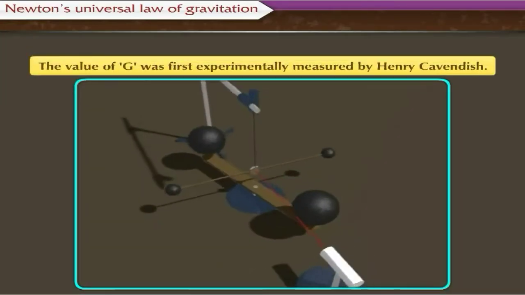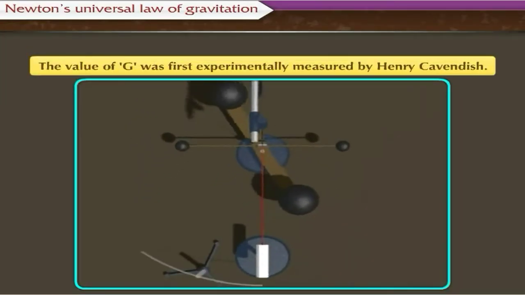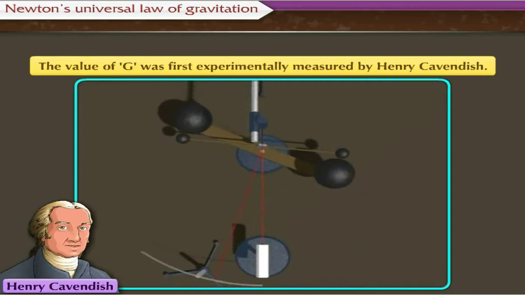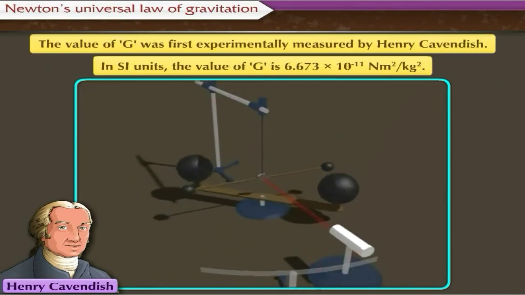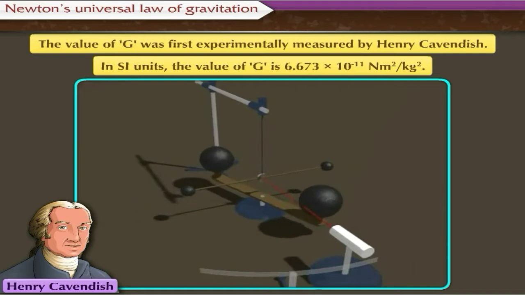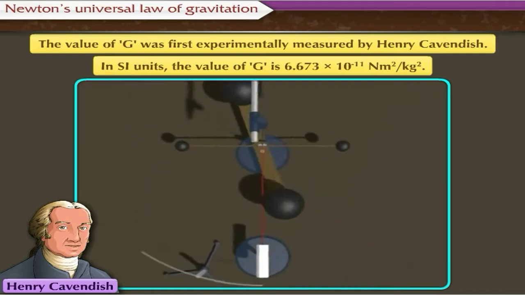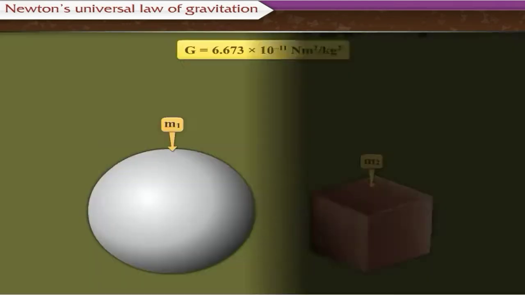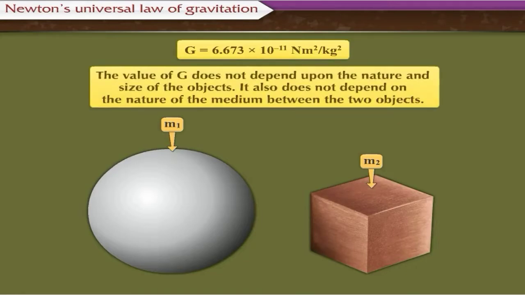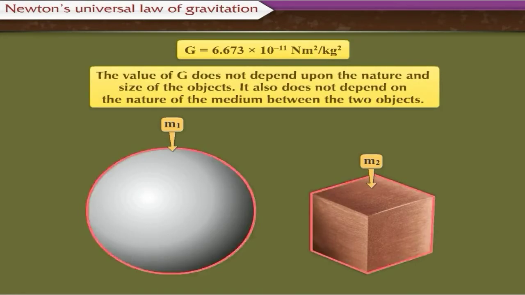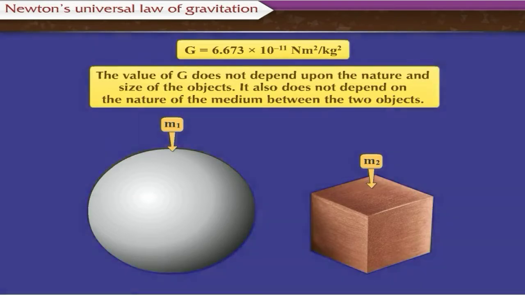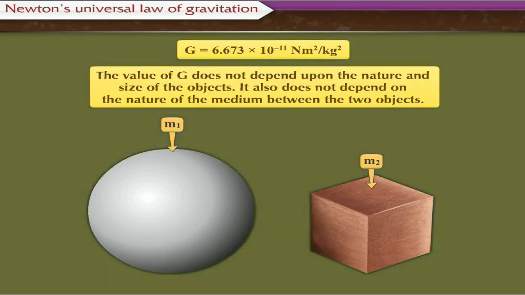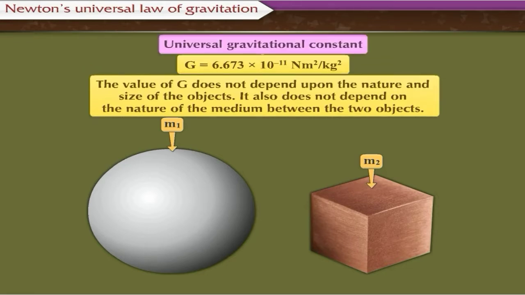The value of G was first experimentally measured by Henry Cavendish. In SI units, the value of G is 6.673 into 10 raised to minus 11 Newton meter square per kilogram square. The value of G does not depend upon the nature and size of the objects. It also does not depend on the nature of the medium between the two objects. Therefore, it is called the universal constant of gravitation.